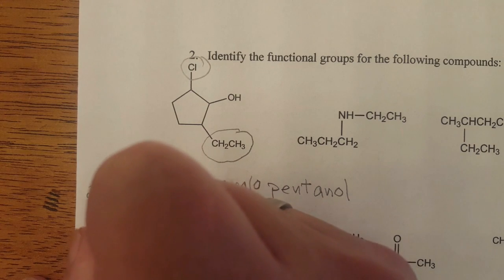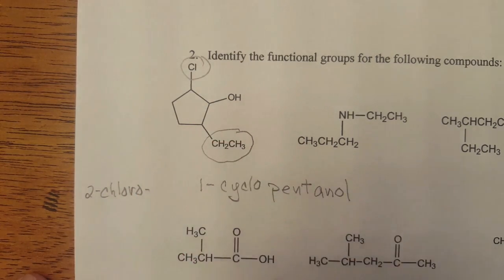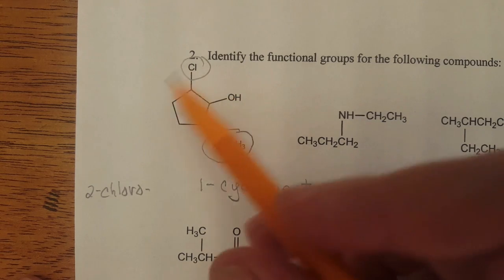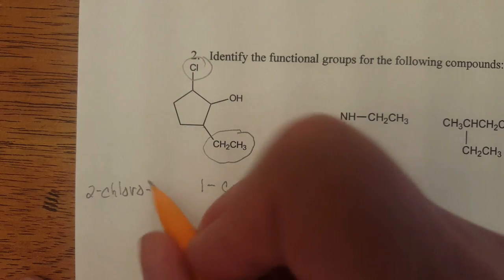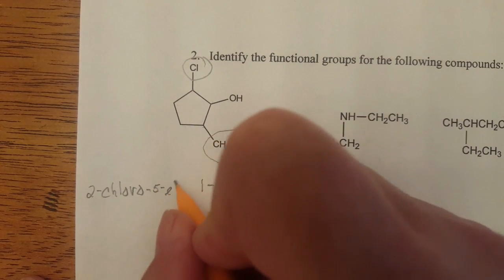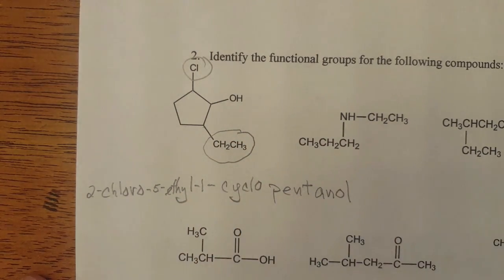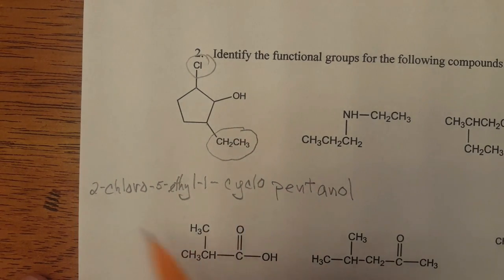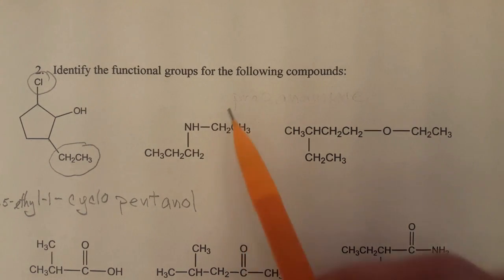2-chloro. And if we continue in that direction, 1, 2, 3, 4, 5, this is 5-ethyl. So this compound is 2-chloro, 5-ethyl, 1-cyclopentanol. Okay, let's do this next compound right here.